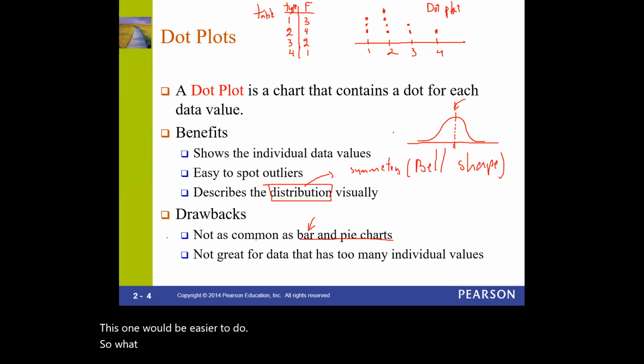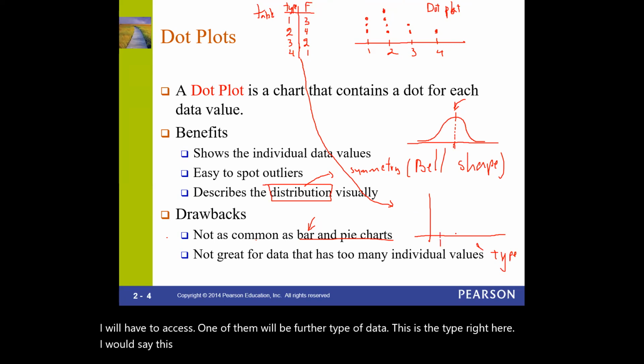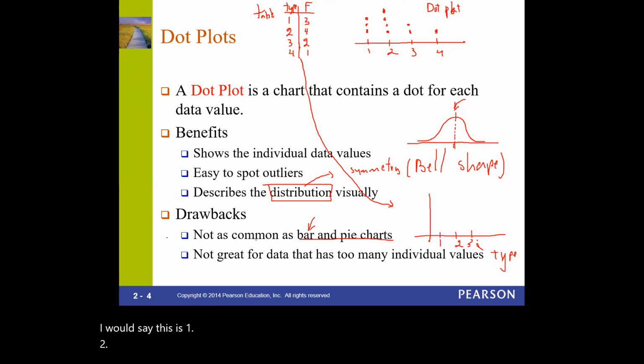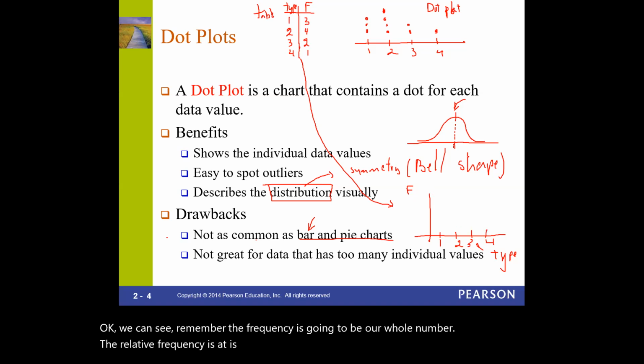This is how I'm going to do it. First of all, I'm going to do a bar chart for this example over there. I will have two axes. One of them will be for the type of data. This is the type right here, and I will say this is 1, 2, 3, and then 4. The next one will be the frequency. Remember, the frequency is going to be a whole number. The relative frequency is the percentage or decimal number. We just talked about it earlier today.